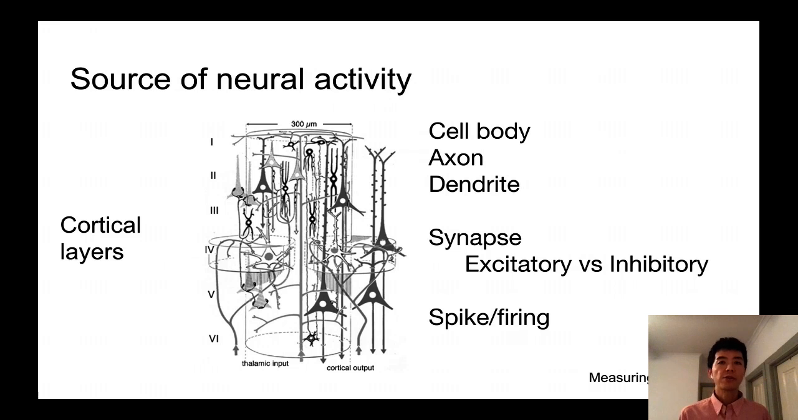And then I already mentioned that spiking or firing is the signal communication method that each neuron uses, and spike and firing are more or less used interchangeably. And each spike or firing can excite or inhibit other neurons.